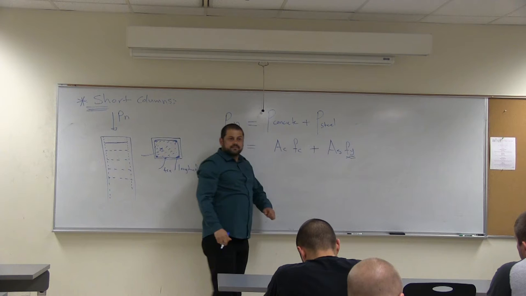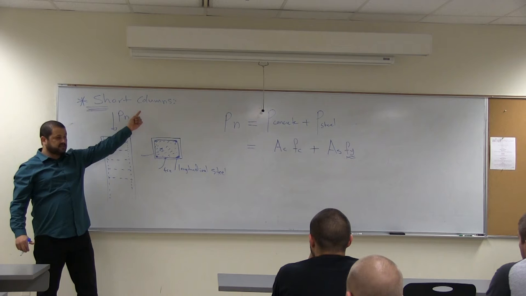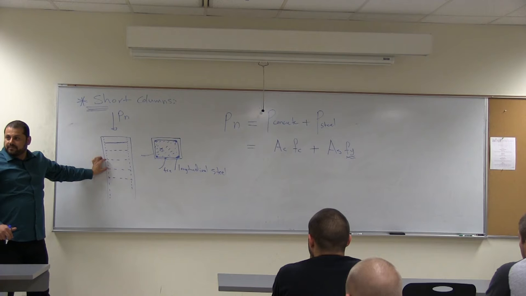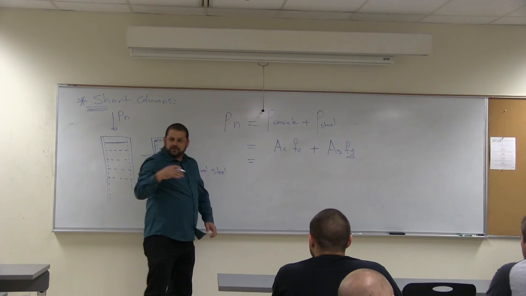We ensure that the column will not fail before the bars develop Fy. If it's purely axially loaded, that's the name, as I said, for a column. That's ensured by that: no buckling. The ties will ensure that. Good. So it's As Fy.